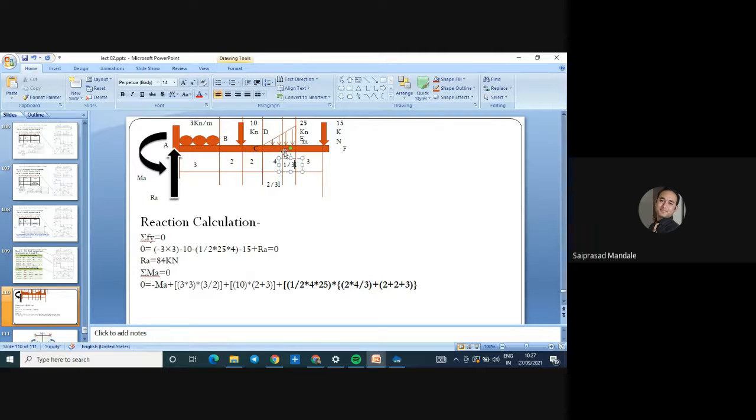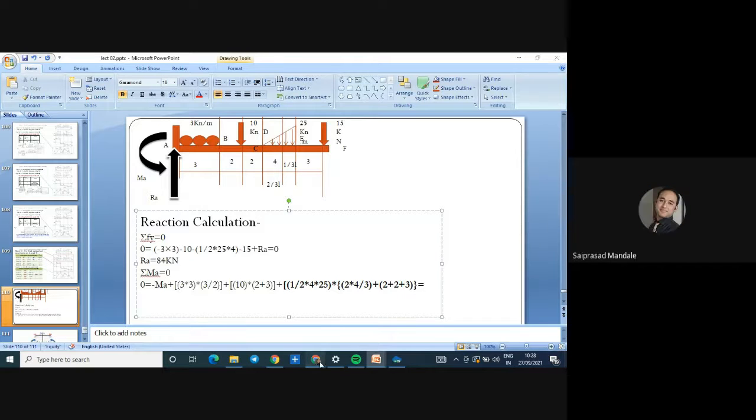So 2/3 into length, which is 4, so we have taken 2 into 4 by 3. This is the distance. That is the intensity, and we have to identify the distance from this point to A. So 2/3 of length plus 2 plus 2 plus 3. This is the distance from the CG of the UVL till point A. Understood?